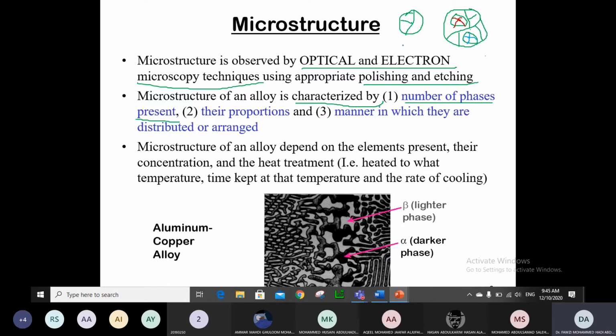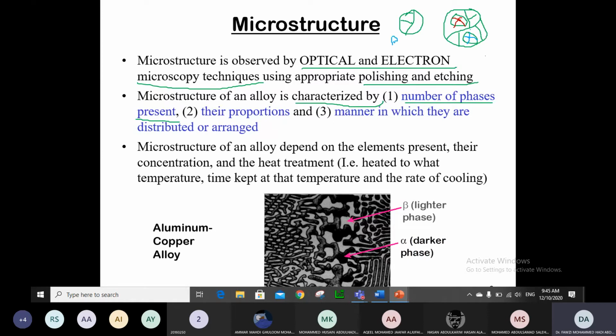This is a homogeneous system. It has a single phase. This is a heterogeneous system which has different phases. This is one phase, this is another phase, and the third one which is surrounding both actually. This is called heterogeneous system. If you have one crystal structure, if you have one phase in the material, of course the properties, suppose for example this has a BCC crystal structure.